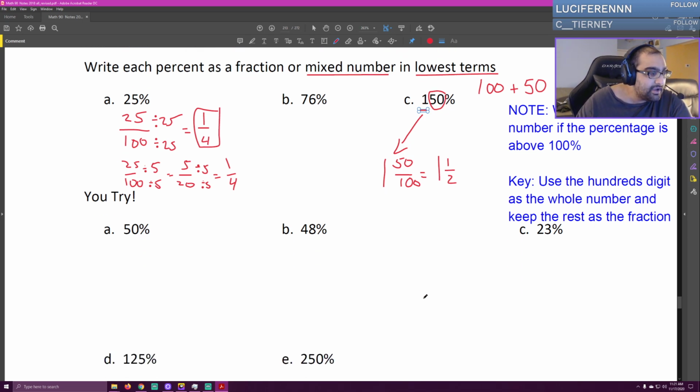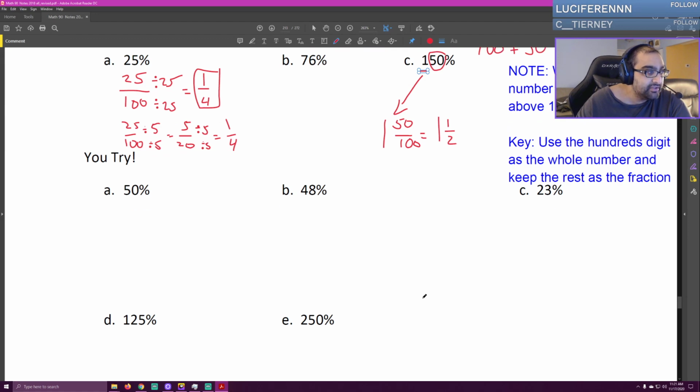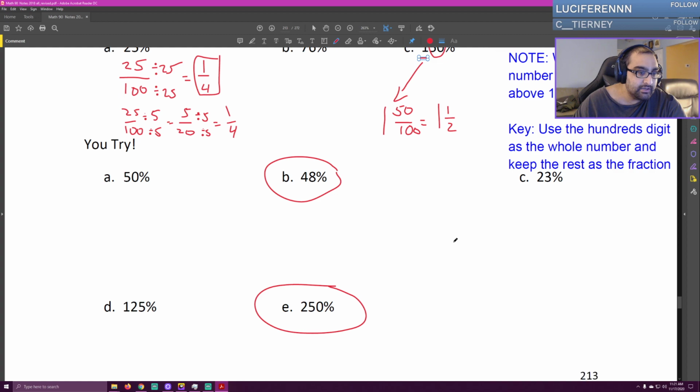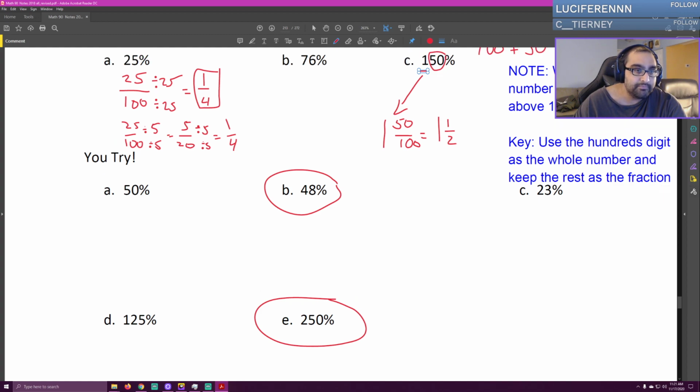Now that we have that as a premise, let's have you guys try a couple of problems. I want you to try letter B, and I want you to try letter E. So try letter B and try letter E. Let's take a minute or two and do those two, and then you guys can tell me what you got for those. Let's give it a try.